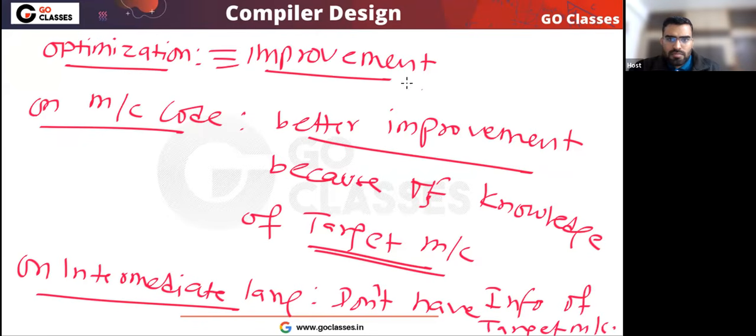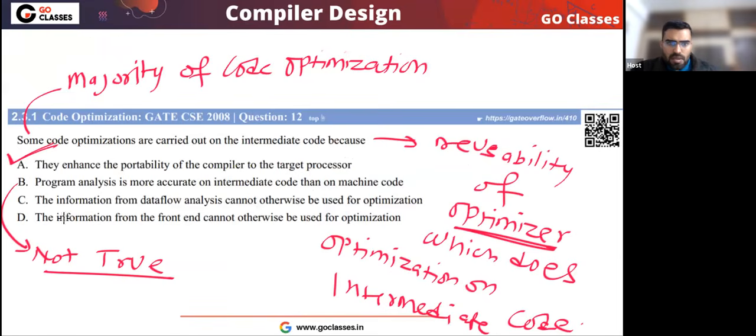Is this clear to everyone? Anyone has any doubt in this? Okay, so this is the point. So this option B is not true: the information from data flow analysis cannot otherwise be used for optimization. These are not true, as you will see.